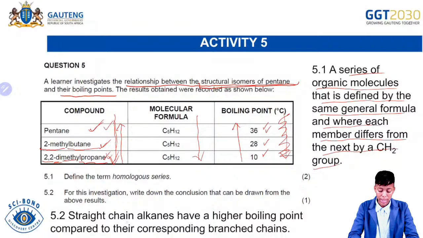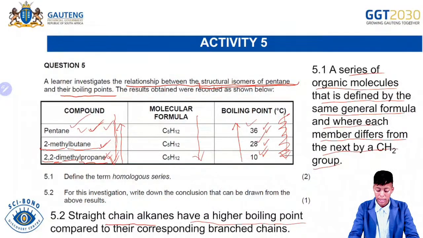So hence that's why we are saying straight chain alkanes. It means we are referring to this pentane. It will have a higher boiling point. So we can see the straight chain alkane is pentane. It has a higher boiling point. What is that higher boiling point? We can see that 36 is higher than, or is bigger than, the 28 and the 10.